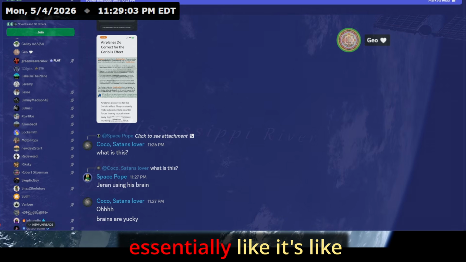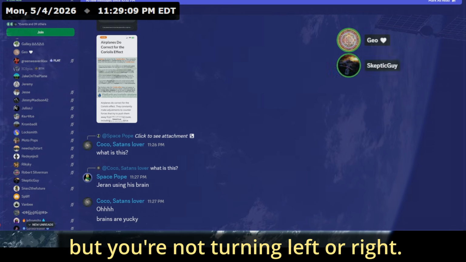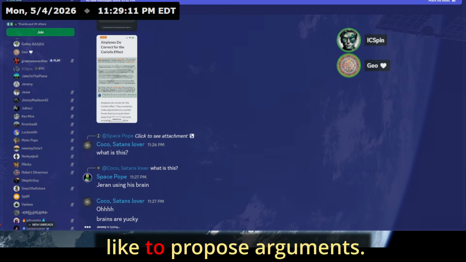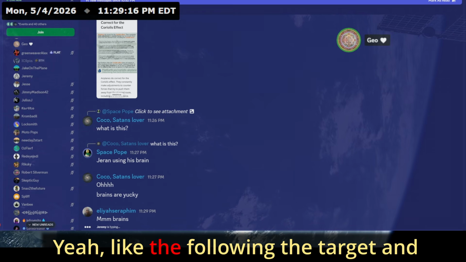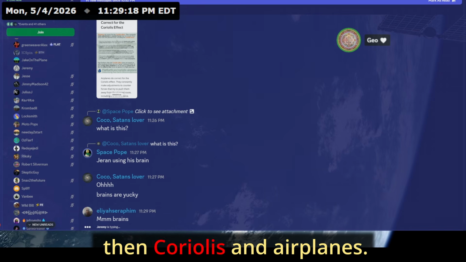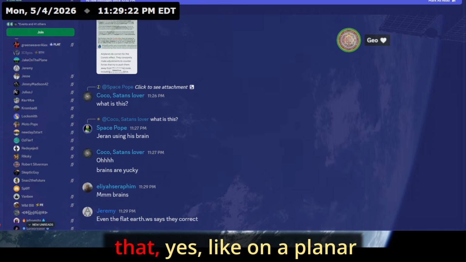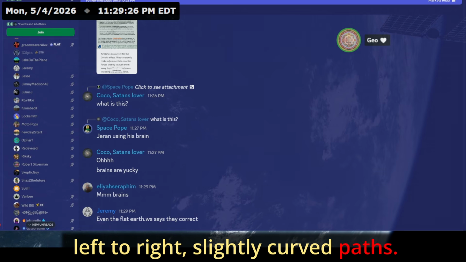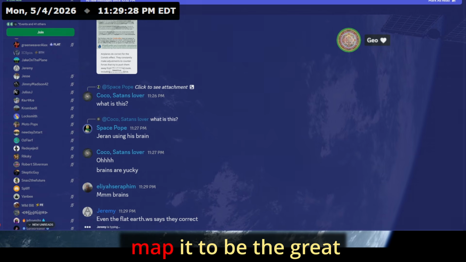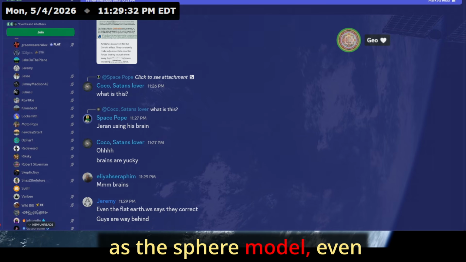You know, which is essentially like you're arcing over the curvature, but you're not turning left or right. Gio, can I say? I'd like to propose arguments. And then Jeremy has his arguments based around following the target and then Coriolis and airplanes. And I also added on to that the idea that, yes, on a planar surface, these are actually left to right, slightly curved paths. And that's how they account for it and map it to be the Great Circle routes and sell it as the sphere model, even though it is the planar.